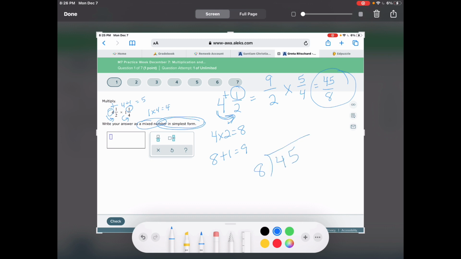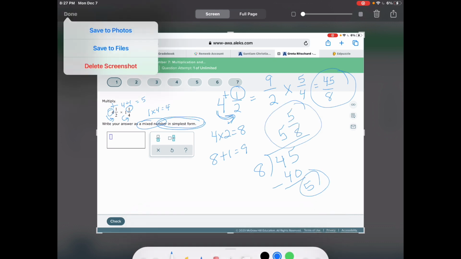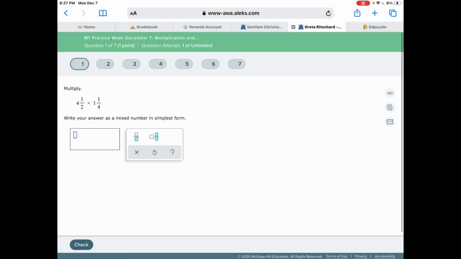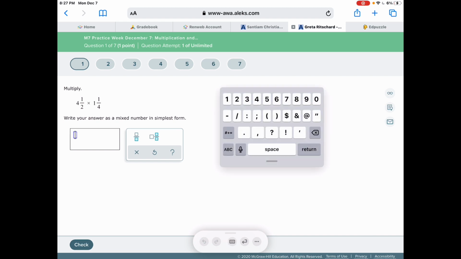Well, if you don't know your 8s, 8 times 3 is 24, 8 times 4 is 32, 8 times 5 is 40. Aha! 8 times 5 is 40. I'm going to subtract, and then I just know that I have 5 leftovers, 5 eighths. So the answer is going to be 5 and 5 eighths. Let's plug that in here.